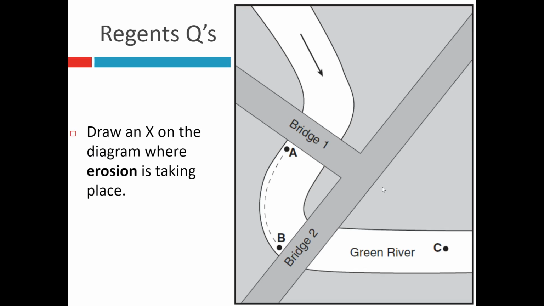You're most likely going to see questions regarding the idea of erosion versus deposition sides of meandering rivers. I'll give you an example of one. It says to draw an X on the diagram where erosion is taking place. And remember, that's always on the outside of the curve. So that would be over here. Okay, you could draw it over here. Or on this curve, it would be on the outside over here between A and B. Okay, so just be aware of questions that you might be asked.